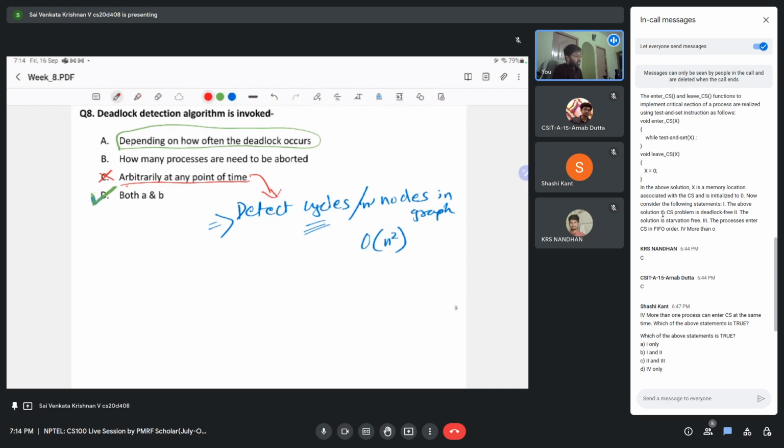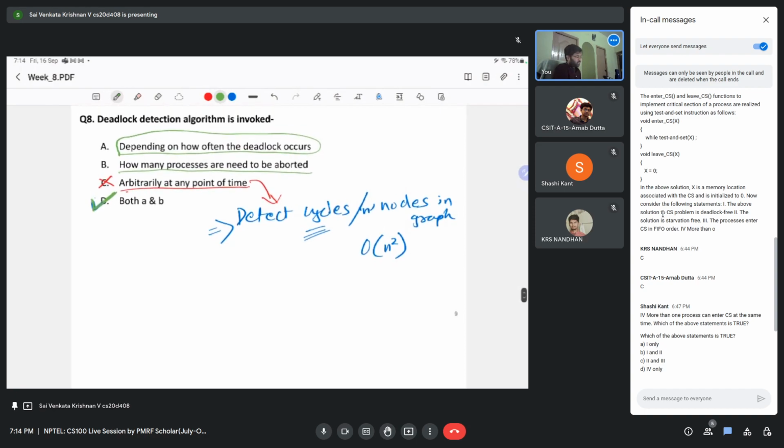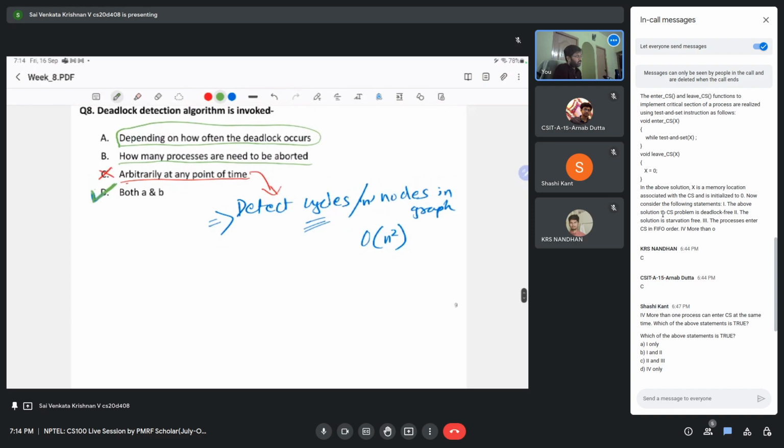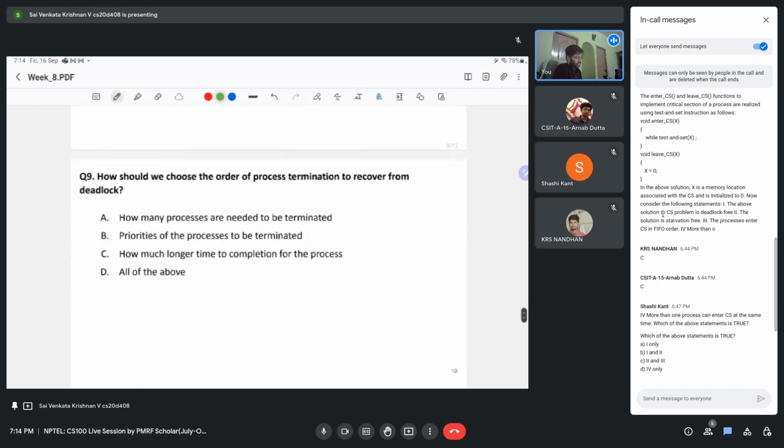And option B is also a possible heuristic that can be used, based on the processes that need to be aborted. So option D, both A and B, is the correct answer. Any doubts in this question? If not, we'll move to the ninth question.